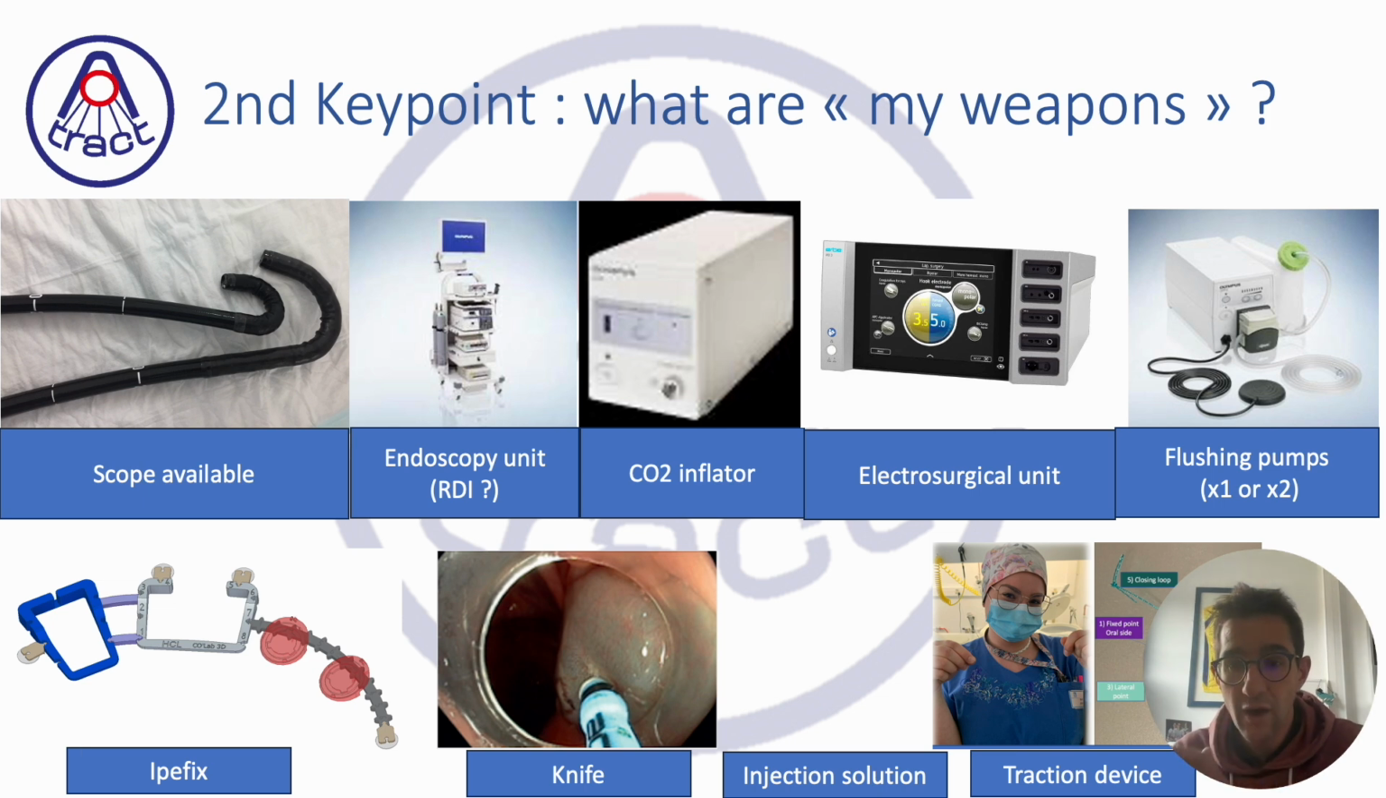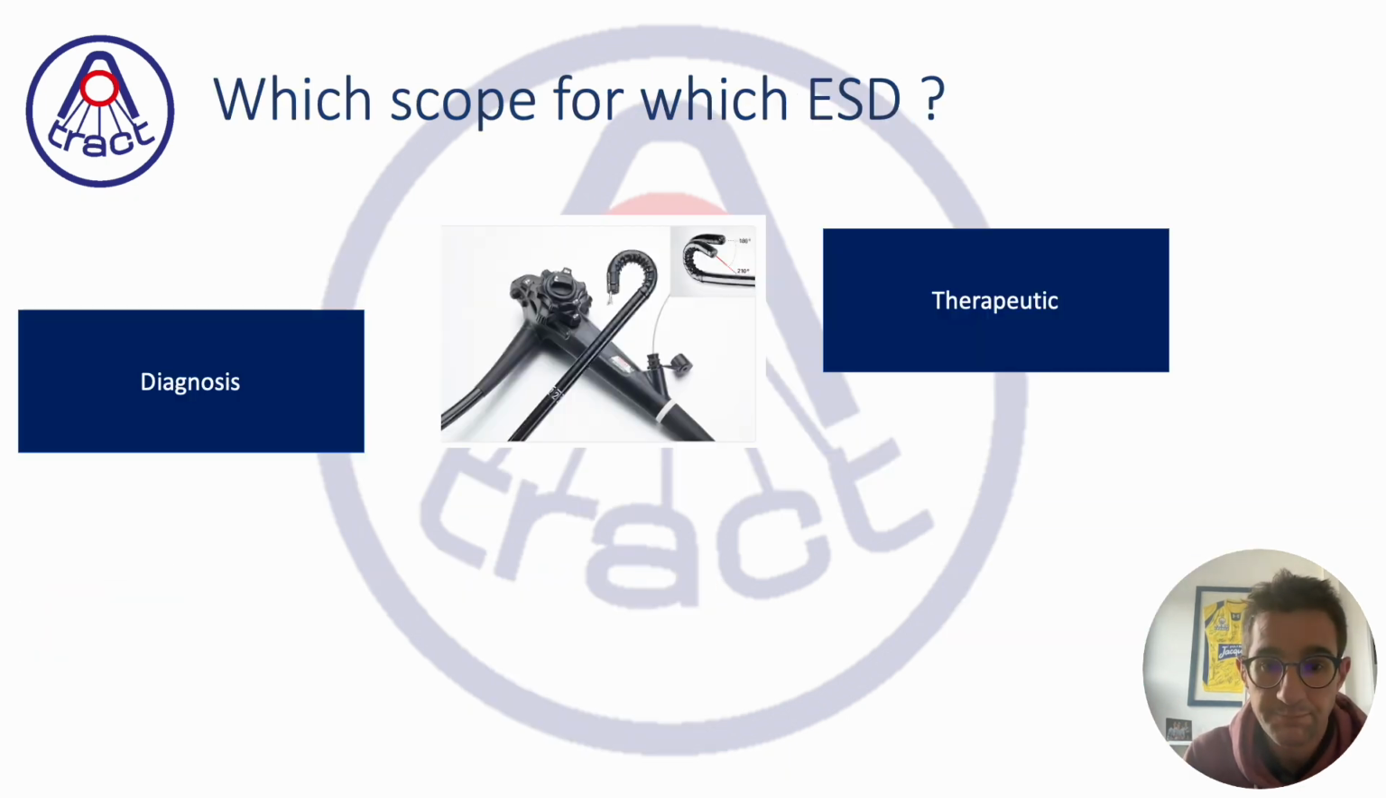Do you have one flushing pump, 2 flushing pumps, or 3 flushing pumps, depending on your strategy, for example an underwater strategy, where 3 pumps are very good? Do you have anything to fix the pedal? Which kind of knife are you using? Which injection solution? And which traction device? And what is your experience with the traction device you have in the unit?